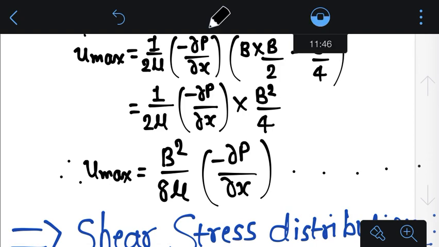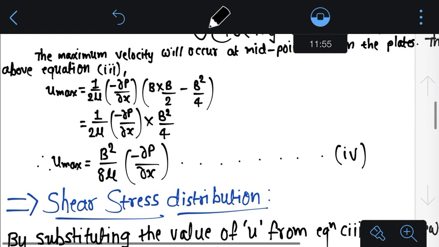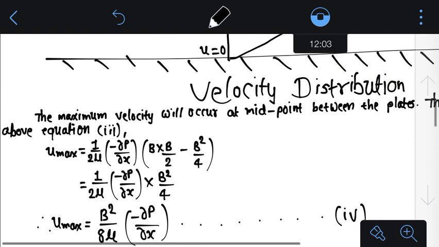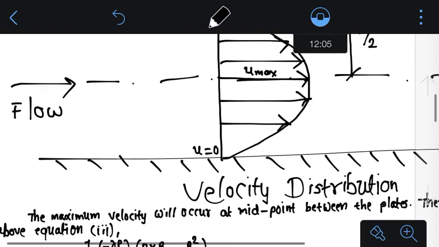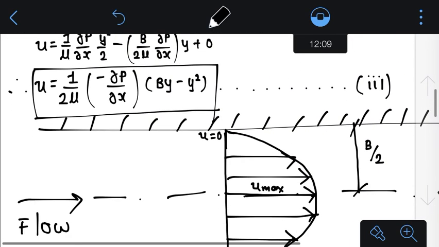In other words, we can say u max equals b square upon 8 mu into minus ∂p upon ∂x. So this is the equation for the maximum velocity, and as we have just seen, the maximum velocity will occur exactly at the midpoint between these two parallel fixed plates. Right. Now as we have derived the form of this velocity, that is u max, we can go for the shear stress distribution.